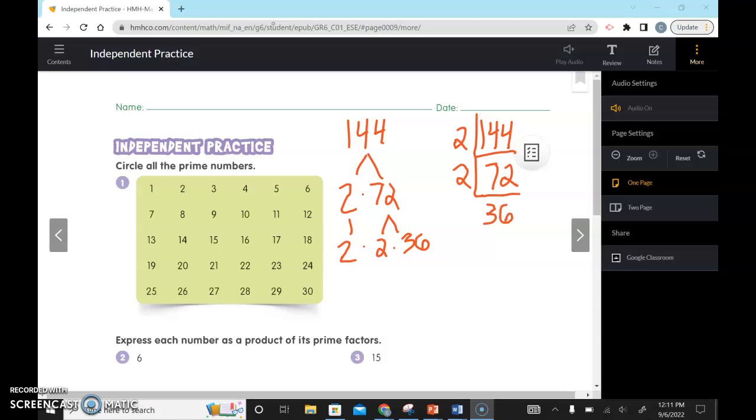Remember, we want to keep using prime numbers as we go down this ladder and as we break down our numbers as well. Next one, 36. So 2 is prime, 2 is prime. We're going to take a look at number 36. 2 into 36, 18 times. Bring down my 2, because that's prime. Bring down my 2, because that's prime. And then 36 divided by 2, put my 2 there, gives me 18.